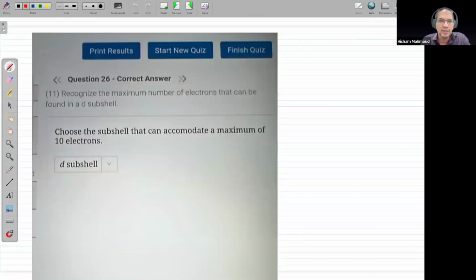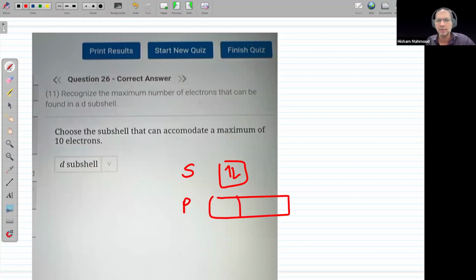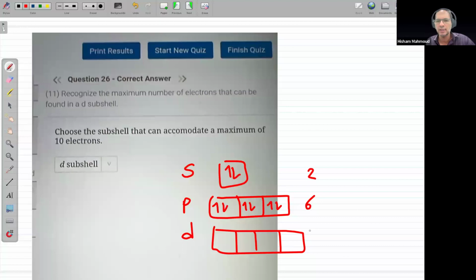The next question is: choose the subshell that can accommodate a maximum of 10 electrons. The s subshell accommodates a maximum of 2 electrons. The p subshell accommodates a maximum of 3 orbitals, so 6 electrons. The d subshell has 5 orbitals inside, so it has a maximum of 10 electrons.